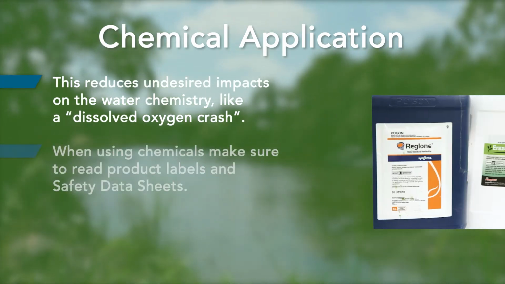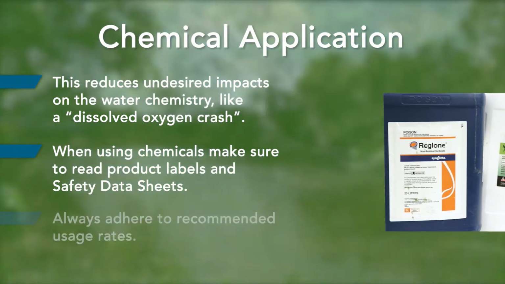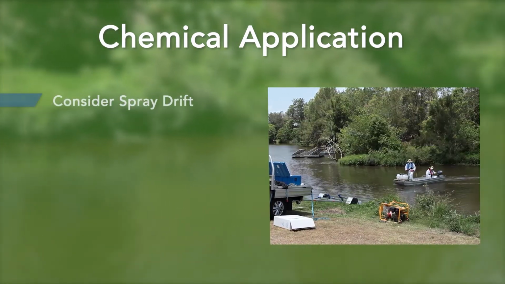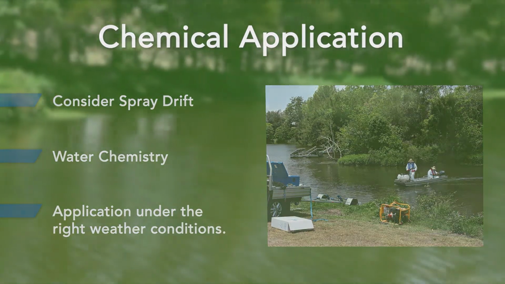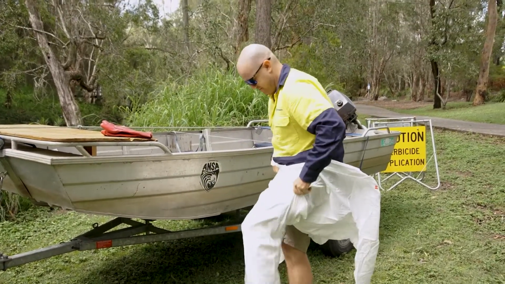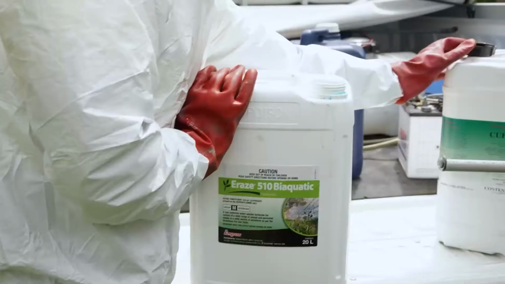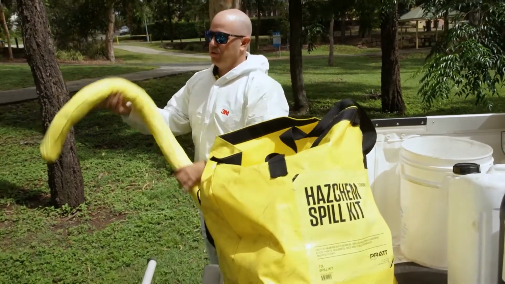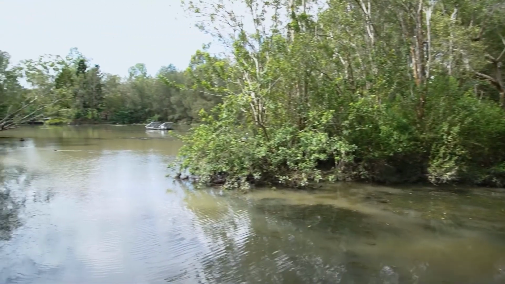Other precautions to take when using these chemicals include reading product labels and safety data sheets prior to use, and always adhere to recommended usage rates. You also need to consider the spray drift, water chemistry, and application under the right weather conditions before using chemicals in lakes and ponds. Personal protective equipment should be used, including overalls, safety glasses, face masks, gloves, adequate footwear, and if you're working from a boat, a life jacket. Care should always be taken when handling chemicals, and I strongly recommend the use of spill kits to prevent unwanted contamination.